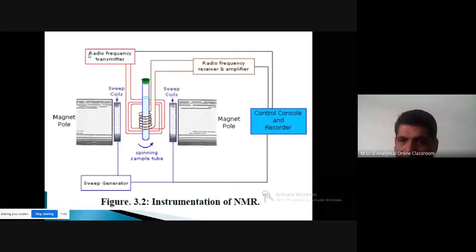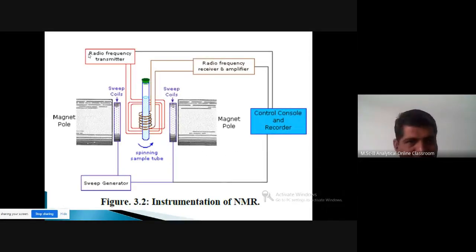Here you can see the image. Okay, so take 15 seconds to see the details and watch the data.